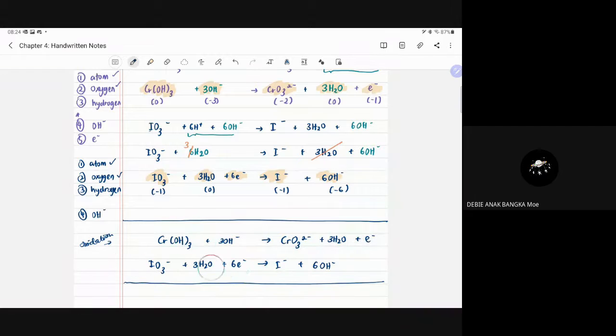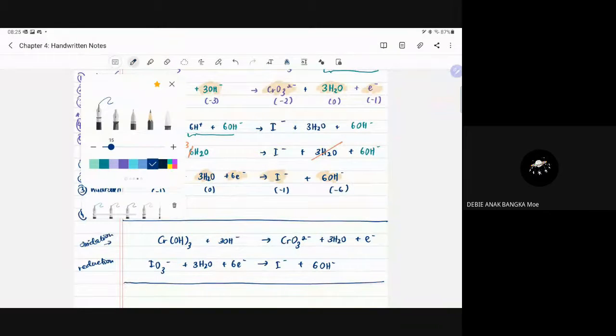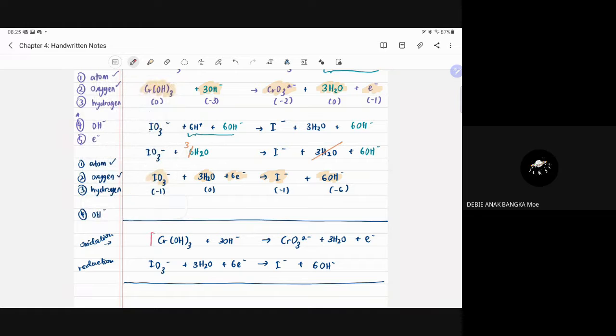And this is reduction. Sebab elektron dia dapat. IO3 minus gain electron to produce this. Okay, this is reduction. Bermaksud apa yang berlaku apabila kamu ada yang ini dalam base, dia akan lepaskan elektron. Elektron yang dilepaskan ni diambil oleh yang bawah. Sebab itulah elektron dia kena sama. Jadi, nak bagi sama, kita kena darab the whole thing by 6.